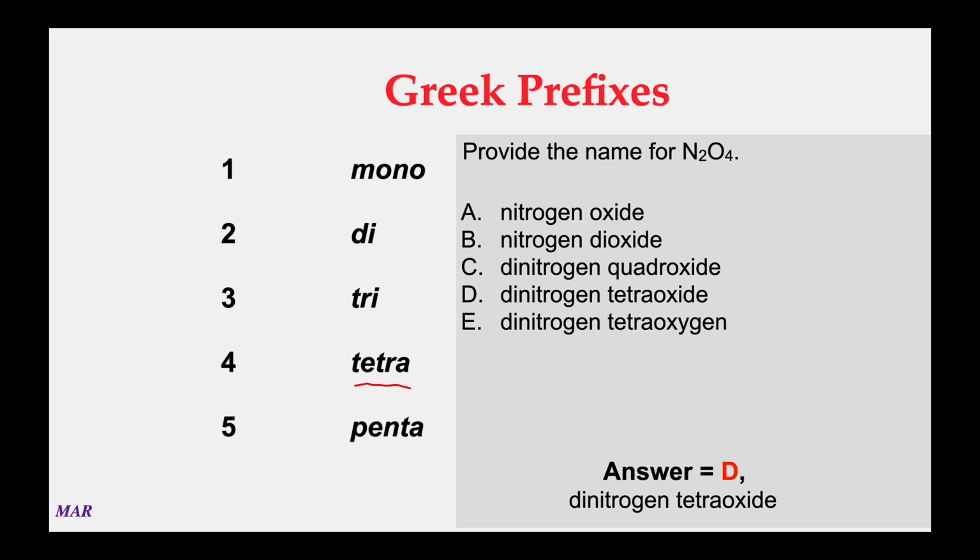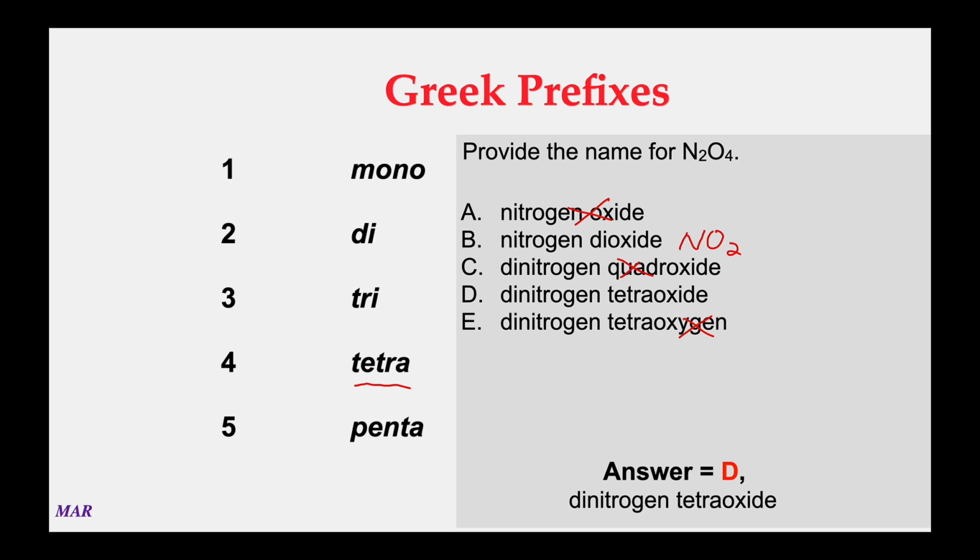The first one would be an incorrect name. Nitrogen oxide, you'd want to have a Greek prefix next to it, because right now we don't know if this is nitrogen monoxide or nitrogen dioxide, so that's a bad name. The second one, nitrogen dioxide, is NO2, so we could know that. Now, the next one, quad, is not a Greek prefix, so that would be a bad name. And the last one, tetraoxygen, no. The last element listed always gets an IDE ending. You would never use just oxygen.